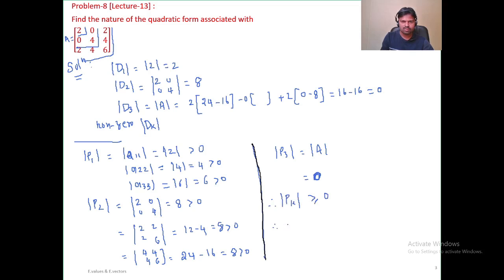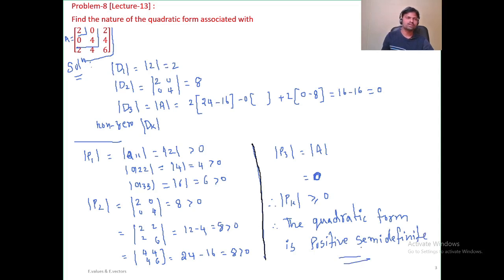So therefore, by the fourth statement I am concluding the quadratic form is positive semi-definite. So this is the conclusion. Okay, so do the changes. Only diagonal entries we have to take as one by one principal minors. Okay, this is a change.